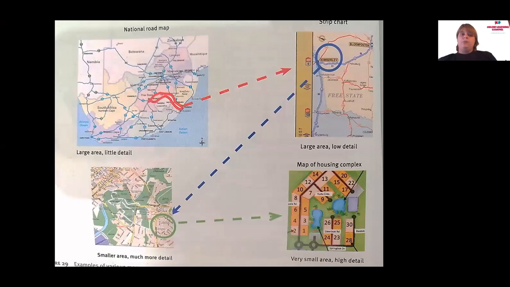So if you look, we're going to have a national road map or a strip map. Look at this picture. It shows you that the national road map is a big portion, the whole South Africa. But a strip map is just a small part of South Africa. In this case, we're going to do Pietermaritzburg. That's going to be a strip map, a strip chart to show you Kimberley. That's going to be a street map to show you a smaller area of Pietermaritzburg. And finally, you're going to have a housing complex that shows you the very small area of Pietermaritzburg.